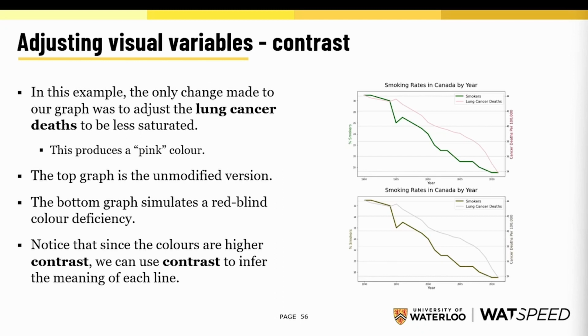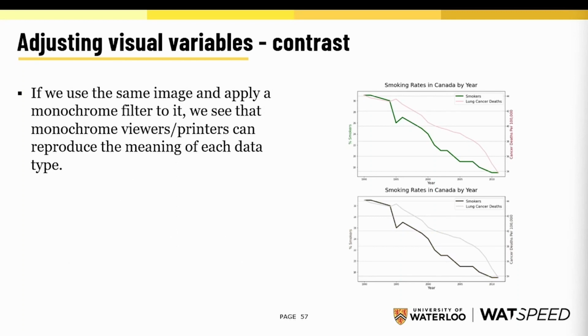So the top graph is the unmodified version, and our bottom graph simulates a red blind color deficiency. So notice now, because we have more of a contrast between our two lines, we can use contrast alone to infer the meaning of each of our data lines. And even if we apply a monochrome filter, the contrast is still enough to differentiate meanings between our two lines.